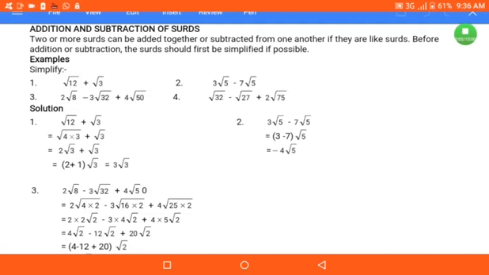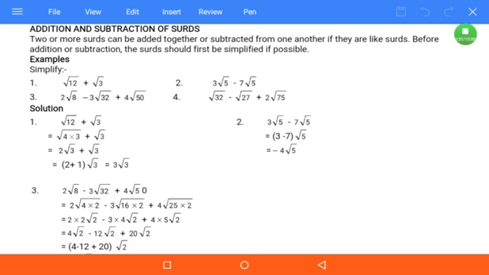Good morning. Today we shall be talking about addition and subtraction of surds, and later we'll learn how to multiply surds as well. So, when can we add surds and how do we add them? Two or more surds can be added together or subtracted from one another if they are like surds. It means you must make your surds be like surds before you can add them. Before addition or subtraction, the surds should first be simplified if possible.